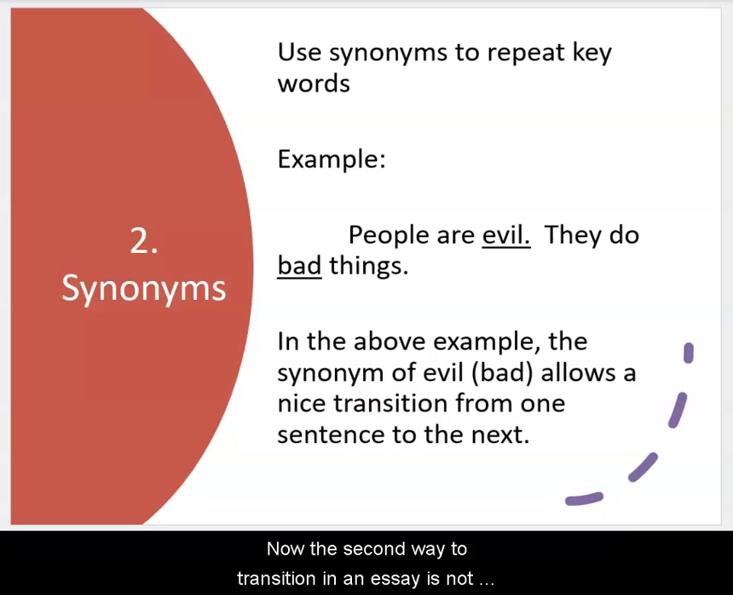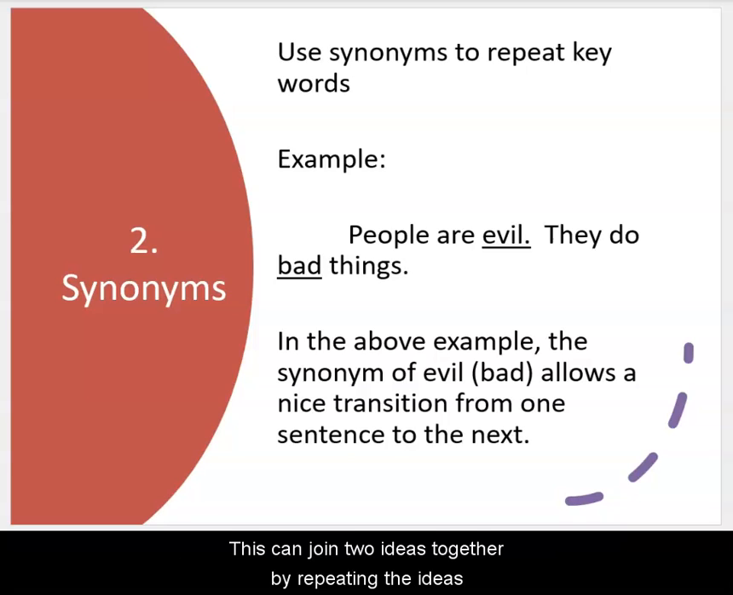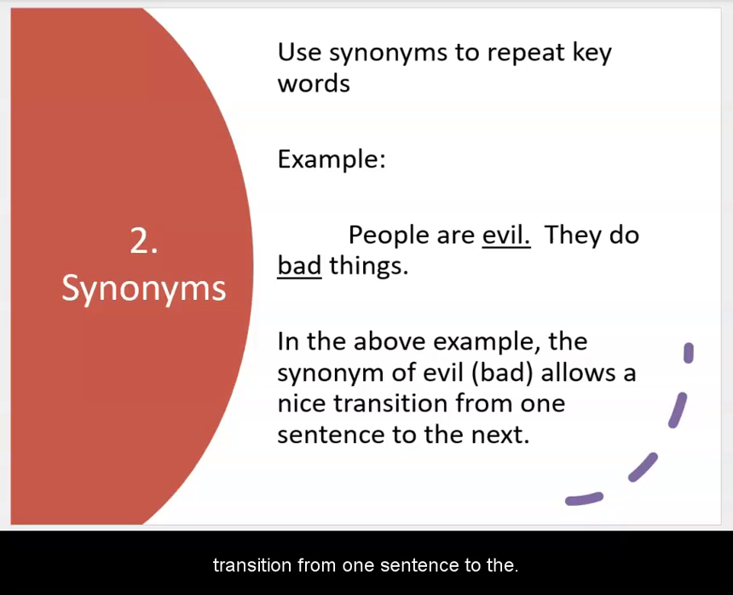Now, the second way to transition in an essay is not just transitional words, but using synonyms. So this can join 2 ideas together by repeating key ideas. So here's an example. People are evil, they do bad things. In the above example, the synonym of evil, bad, allows a nice transition from one sentence to the next.